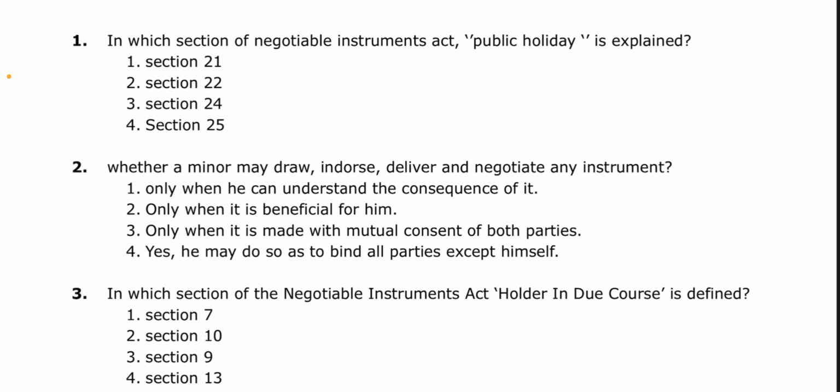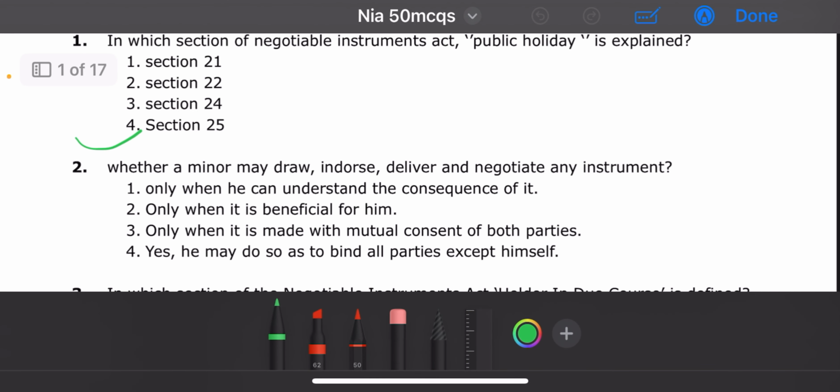So let's begin. The first question is, in which section of the Negotiable Instruments Act is public holiday explained? The options are section 21, section 22, section 24 or section 25. The correct answer is option 4, section 25.